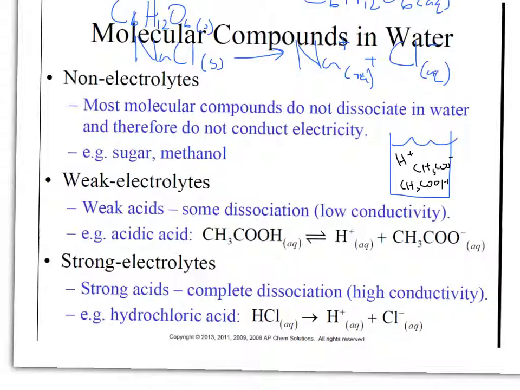And then the last one is strong electrolytes. These would be things like strong acids. They completely dissociate in water, which means just like sodium chloride, just like ionic compounds, they break apart into all of their ions. So H pluses, Cl minuses.